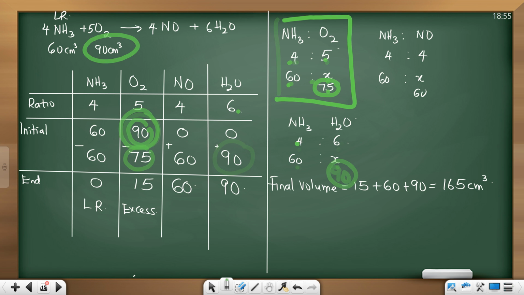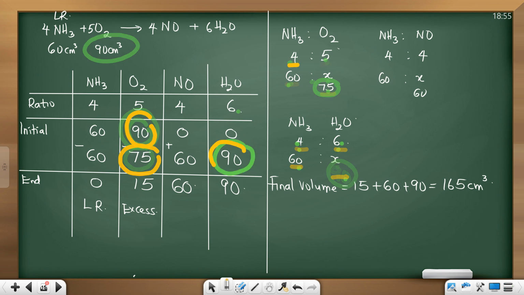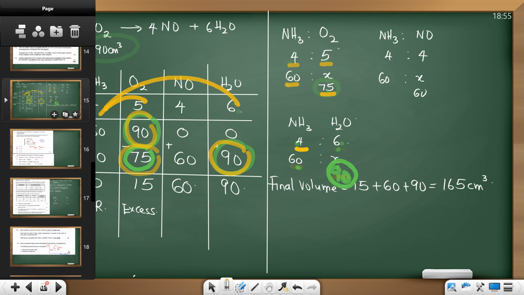So, ratio-wise, 4 is to 5, 60 would be to 75. Ratio-wise, 4 is to 6, then 60 would be to 90. You get the whole idea? Now it makes sense. So we used 75 out of the 90 given, but we then produced 90 because 4 to 6 is higher than 4 to 5. Okay, thank you, sir.